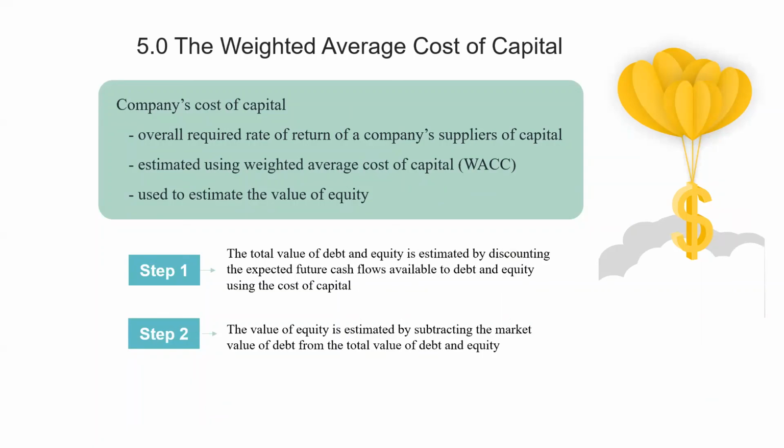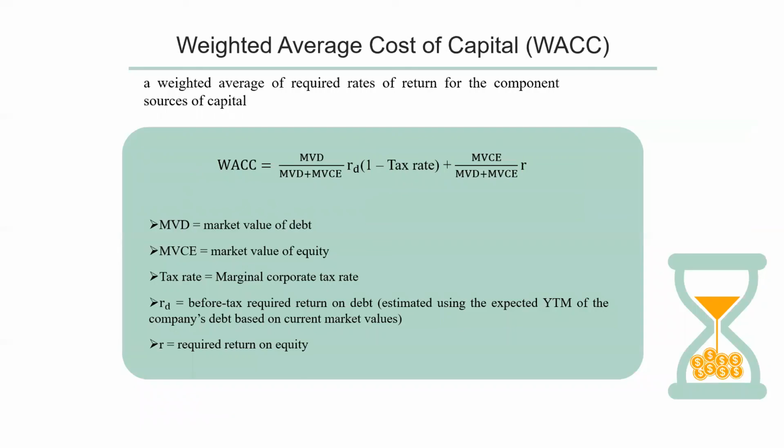A company's cost of capital is often referred to as the overall required rate of return of a company's suppliers of capital. It is usually estimated using the weighted average cost of capital, WACC. The cost of capital is relevant to equity valuation when an analyst takes an indirect total firm value approach using a present value model. In this method, the total value of debt and equity is estimated by discounting the expected future cash flows available to debt and equity using the cost of capital. Then the value of equity is estimated by subtracting the market value of debt from the total value of debt and equity. The following slide shows the formula for WACC.